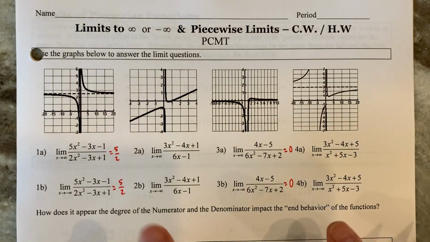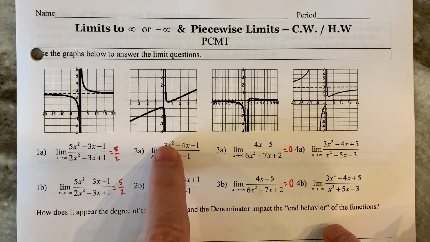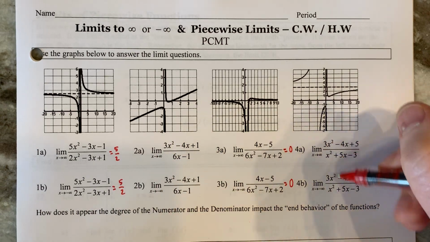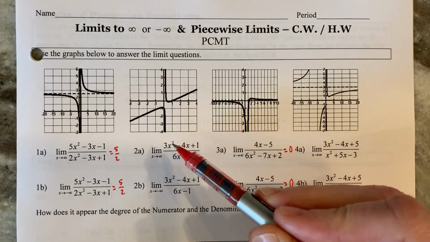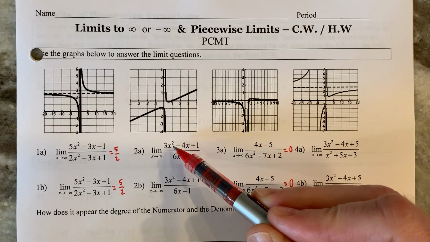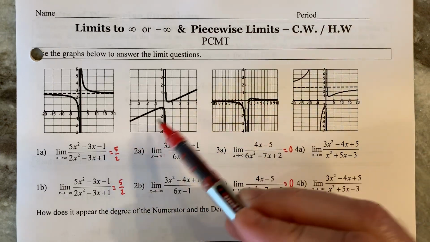All right. Now, if you look at 2 and 4, both of those have higher power. Actually, this one has a higher power in the numerator. This one has the same power. But so let's jump to 2. This one has a higher power in the numerator. So I know right here that this particular graph is not going to have a horizontal asymptote. This particular one ends up having a slant asymptote.